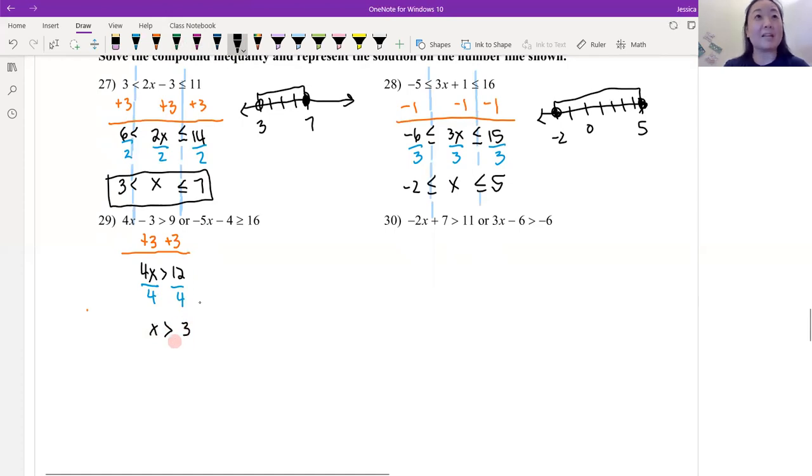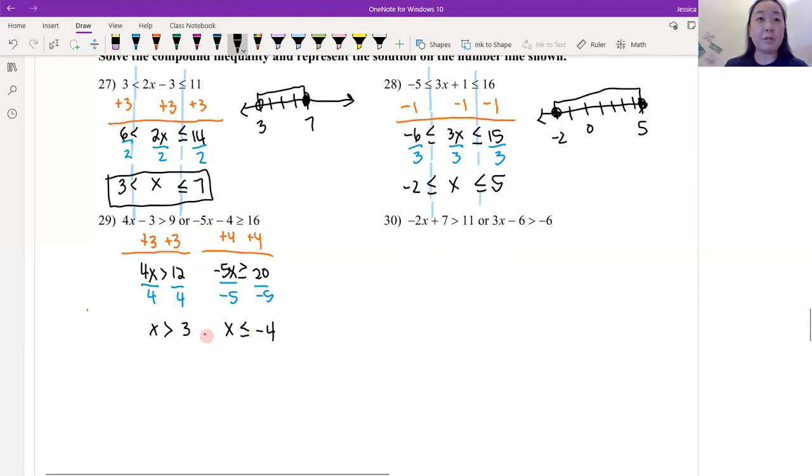Ooh, we finally get a greater than. And then we're going to do the same thing here. So we're going to get rid of the -4, so +4 on both sides. And we get -5x is greater than or equal to 20. And then we're going to divide by -5. So which means that we're going to have x. Now we got to flip that inequality, is less than or equal to -4.